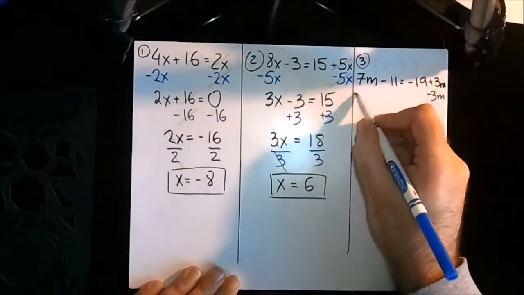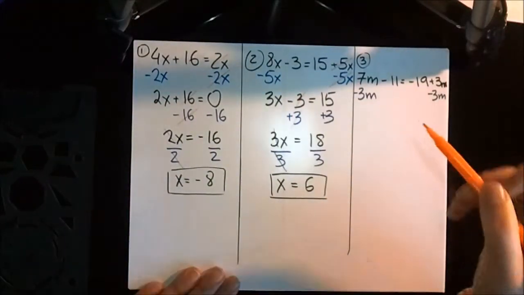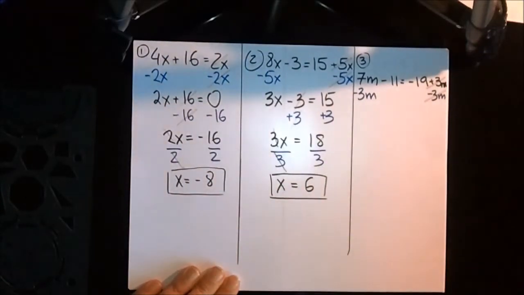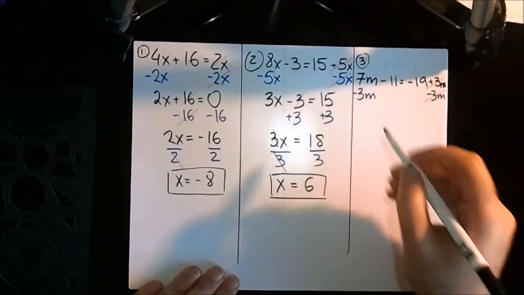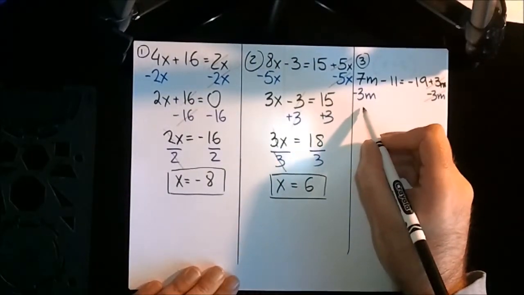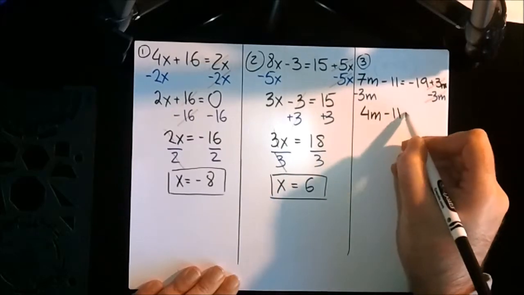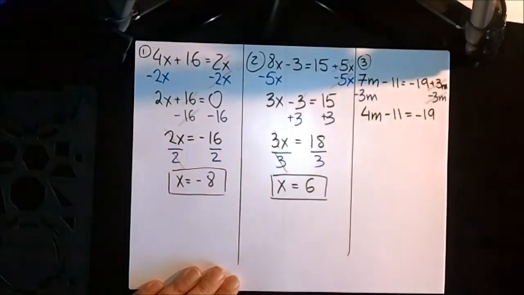Subtract 3m from both sides. On the right side, that's now a 0, it's gone. On the left side, 7m take away 3m is 4m minus 11 equals negative 19, because that is now 0.